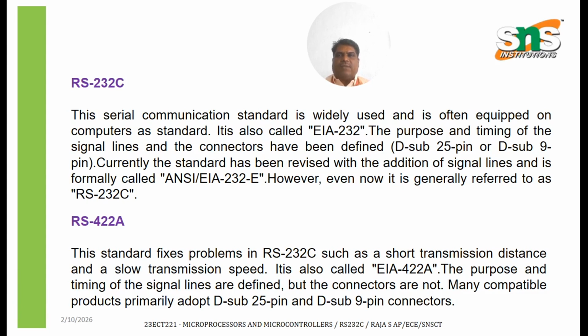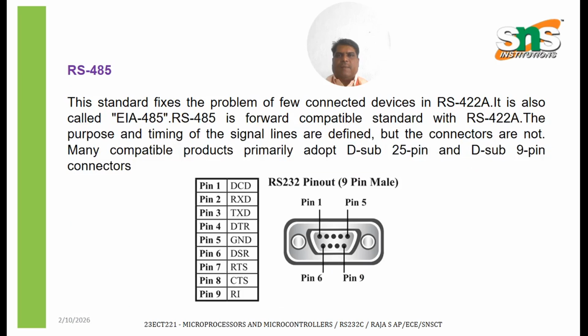Next we can see RS422A. This standard fixes problems in RS232 such as short transmission distance and slow transmission speed. It is also called EIA 422A. The purpose and timing of the signal lines are defined, but the connectors are not. Many compatible products primarily adopt D-sub 25 pin and D-sub 9 pin connectors. This is an example of how RS232 looks.